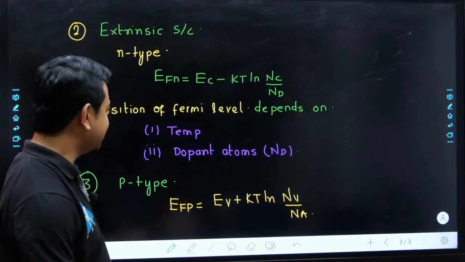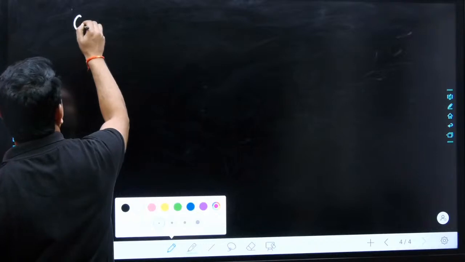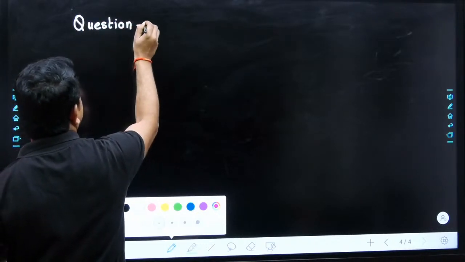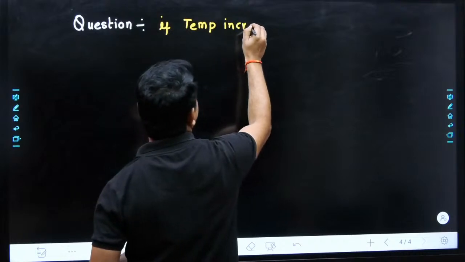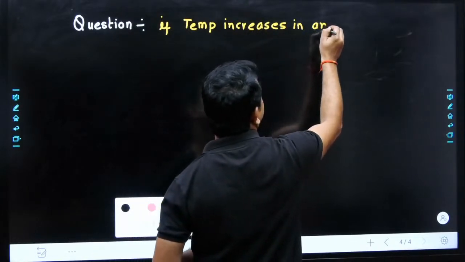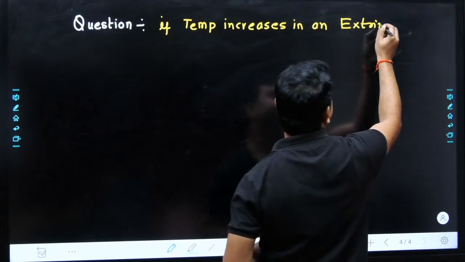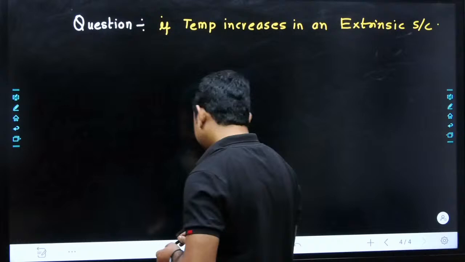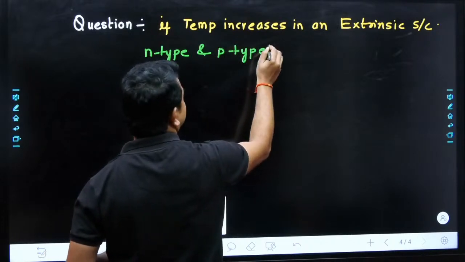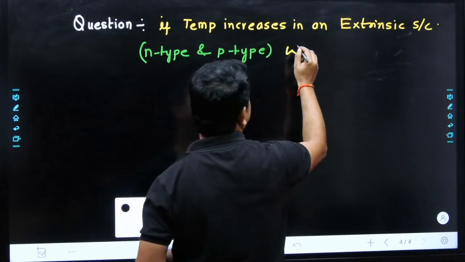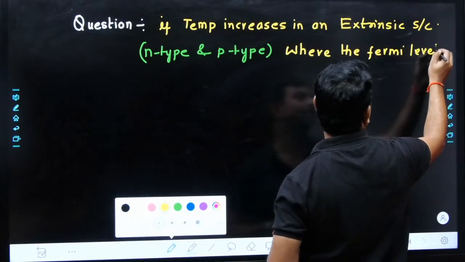Toward the center of the forbidden gap, yes, you have answered correctly. So, I just ask these two questions. I have one question, based on this: if the temperature increases in an extrinsic semiconductor, N-type and P-type, then where does the Fermi level go?